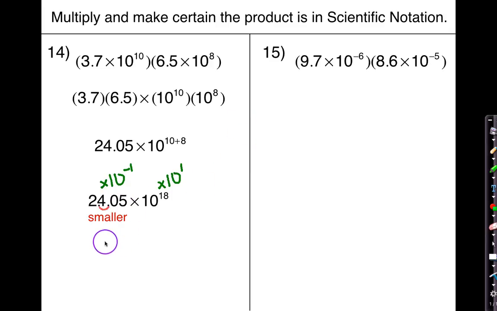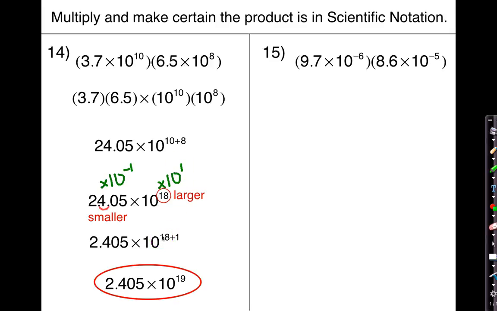So from here, I'm going to get 2.405 times 10 to the 18 plus 1, which is going to give me 2.405 times 10 to the 19th power. Okay, so at this point, go ahead and pause the video, and I want you to try numbers 15, 16, and 17 on your own.